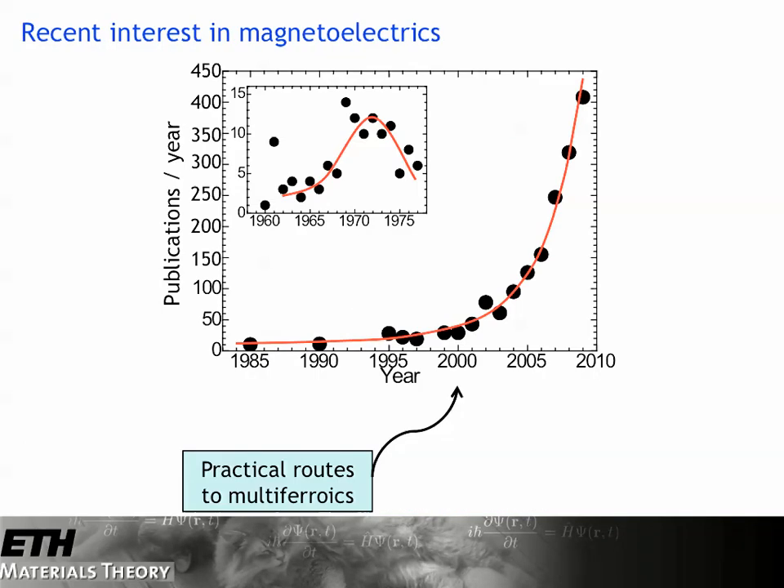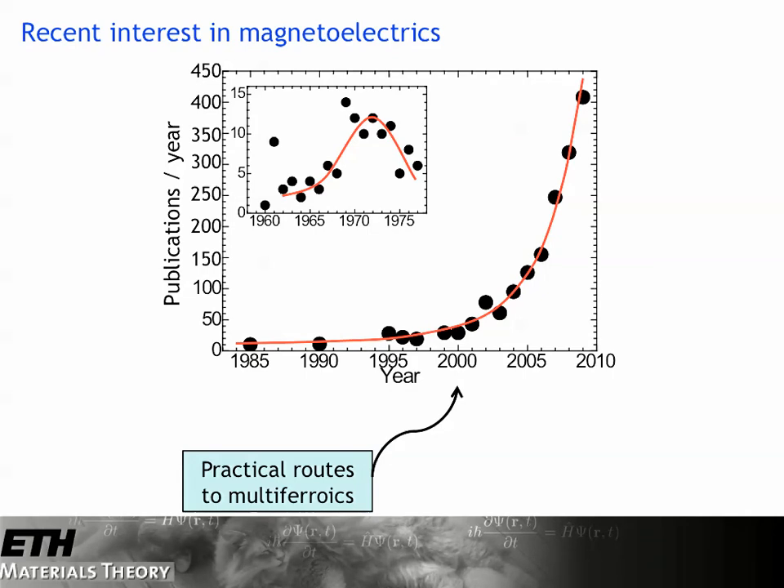This has lately become quite fashionable. This is a plot of the publications per year over the last 25 years. If you do a search, I think this was for "magnetoelectric*", you can see that there was not very much interest, or not very many publications at least, until rather recently, and then there was suddenly a rather sharp turnaround that was really enabled by two things.